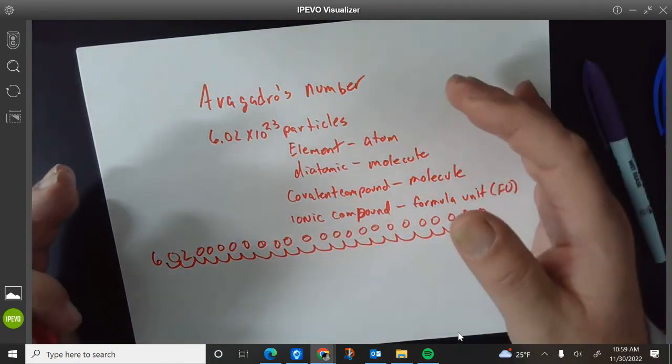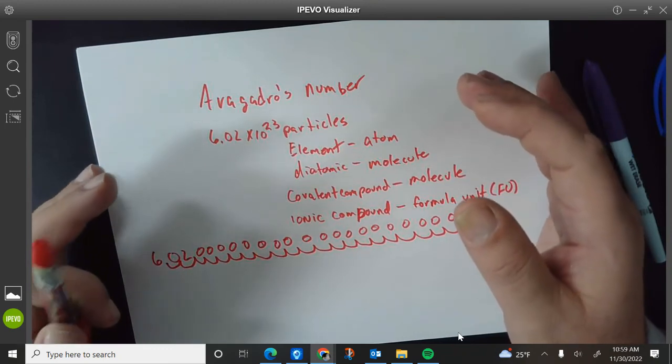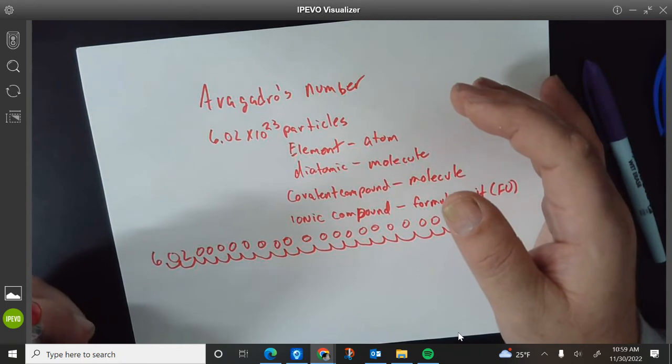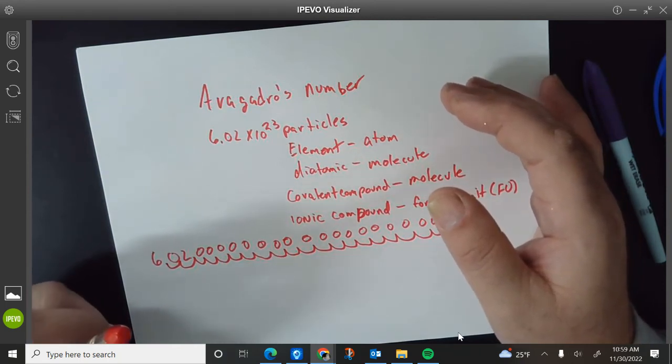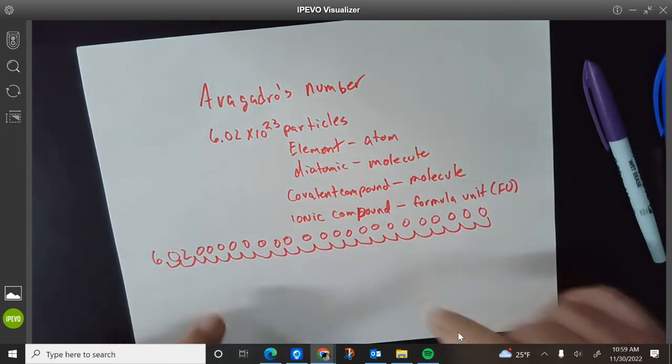While this number is big, it should give you a little insight of how small these particles are that we're working with. You were holding more particles of water in your hand than there are stars in the universe. But look how little that amount actually is. 18.02 grams of water has this many particles in it. Okay?